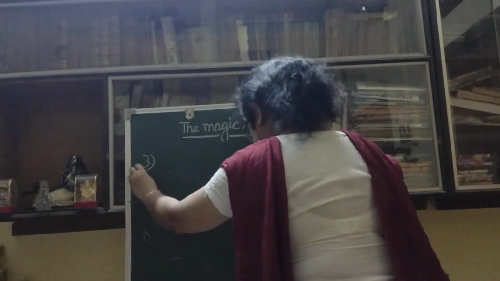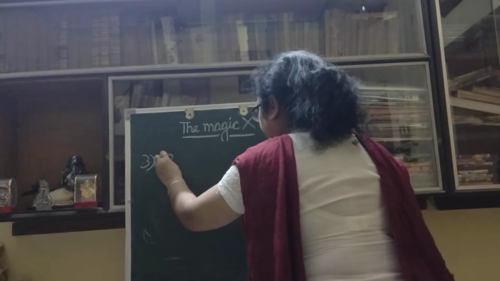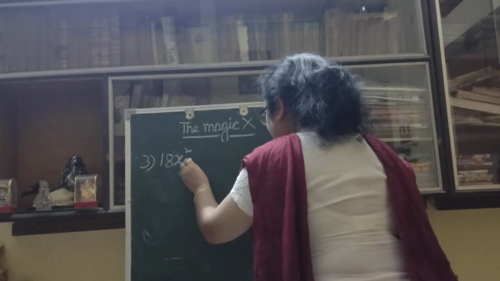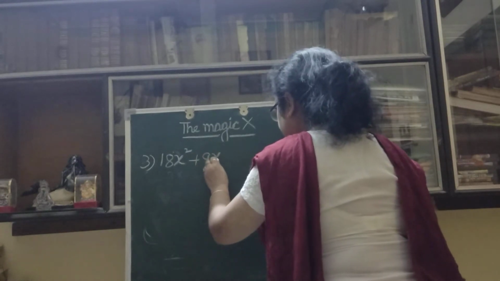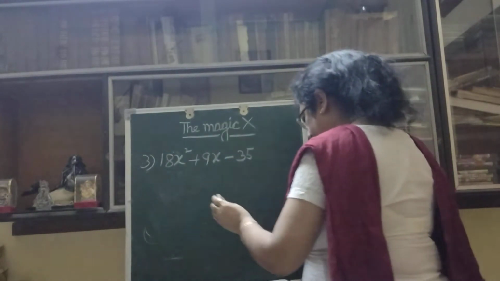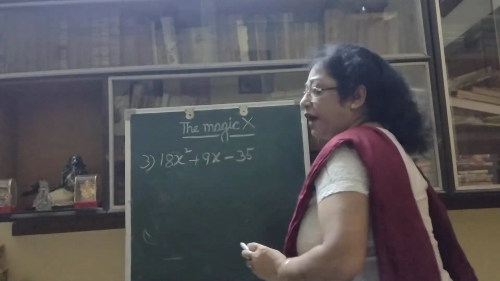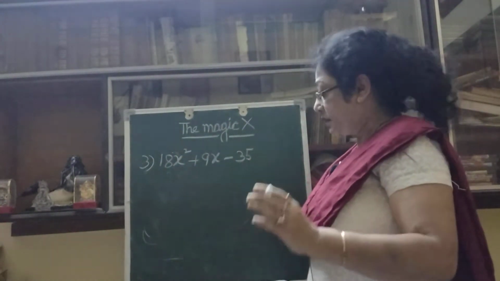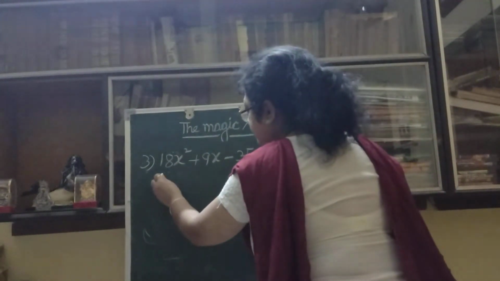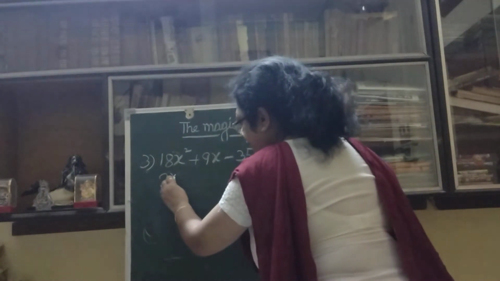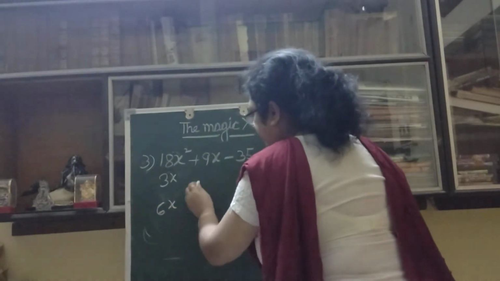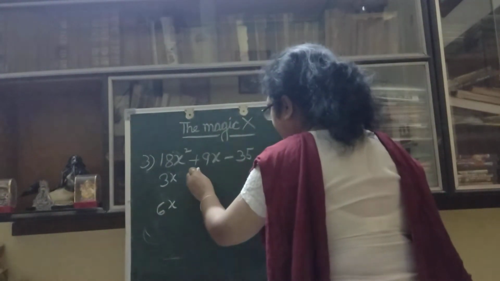Number 3, I am taking 18x square plus 9x minus 35. For that, the factors of 18 we know: 3 6s are 18, 2 9s are 18. So I am taking 3 6s are 18. You will understand afterwards, don't worry about which one you will take. I will tell you how you will understand. 5 7s are 35.